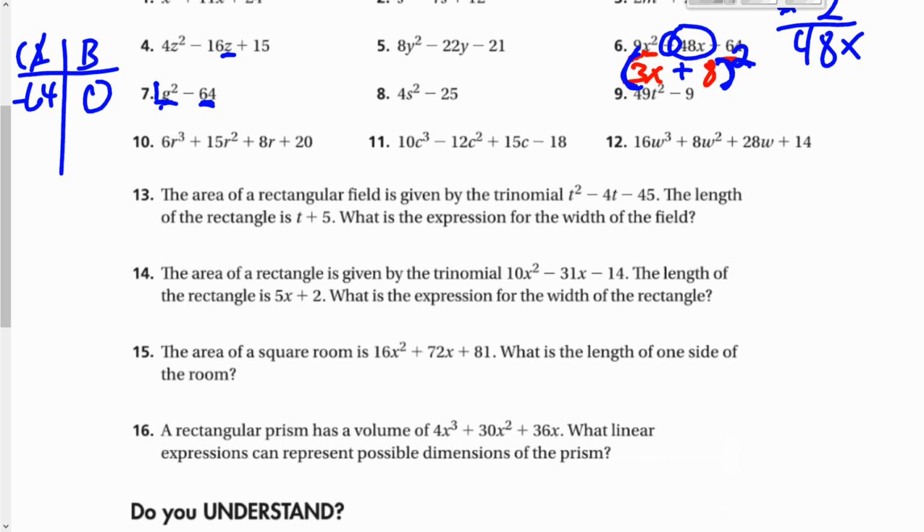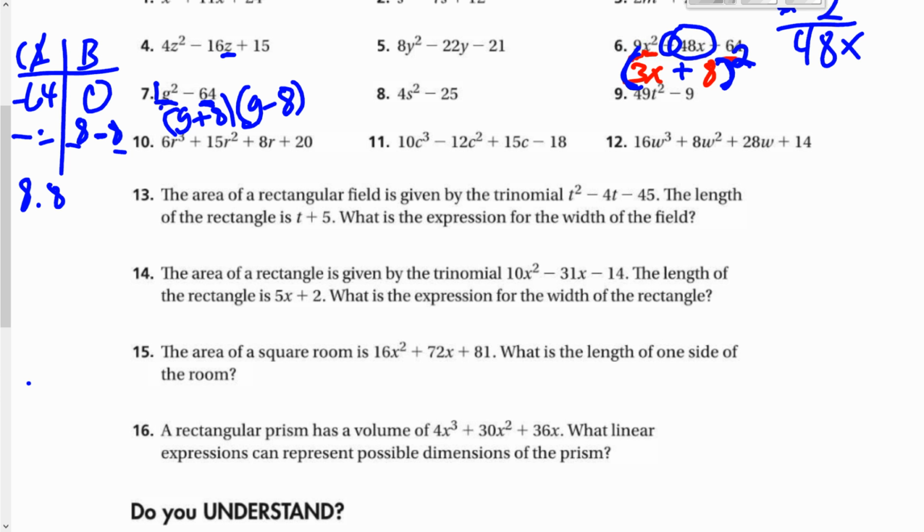So I can do what times what is 64, but then adds to 0. Well, since this is negative, we're actually going to subtract to 0. That means they have to be opposites, right? So 8 times 8 is 64, and 8 minus 8 is 0. So we have g minus 8 and g plus 8.